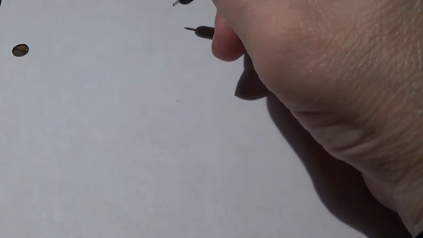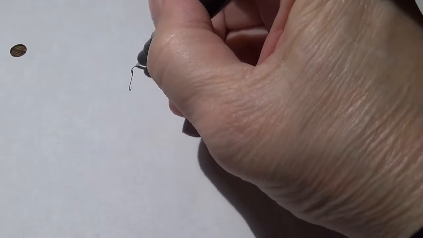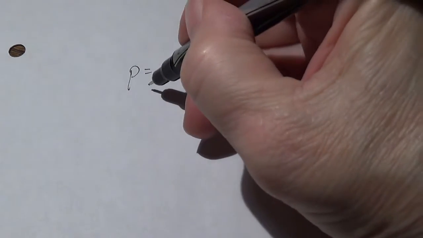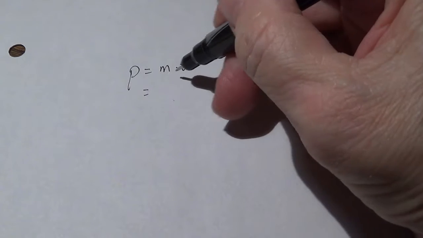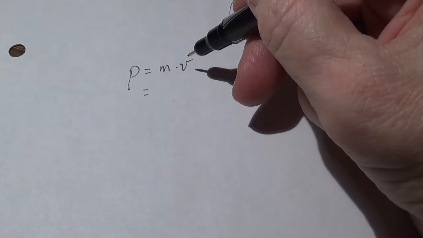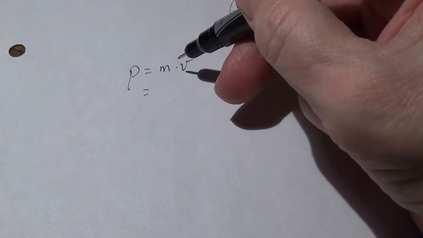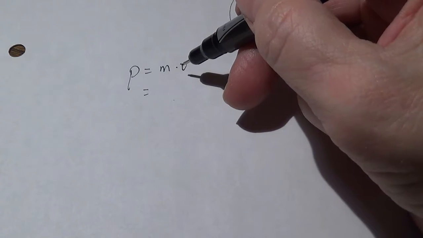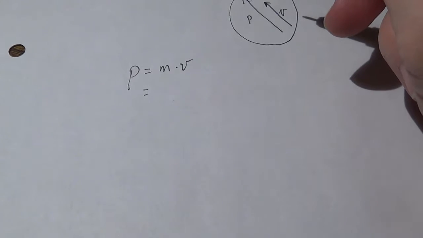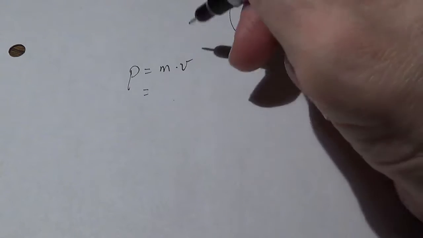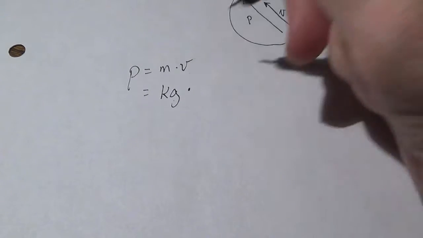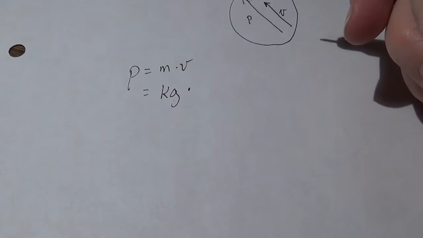Let's talk about the unit. So we have momentum equals mass times velocity. So the velocity unit and the mass unit are going to come together. So what is the unit for mass? Can you tell us, Kevin? Are you here today, Kevin? It is kilograms. Good.